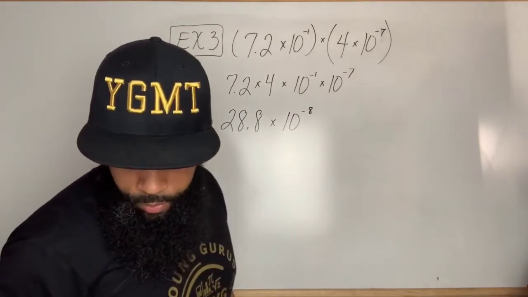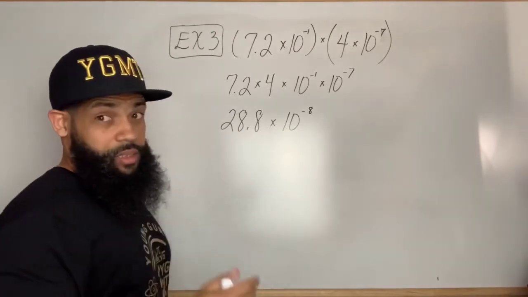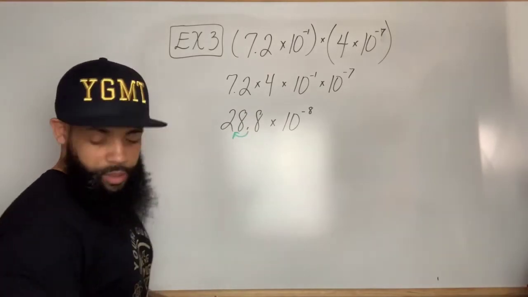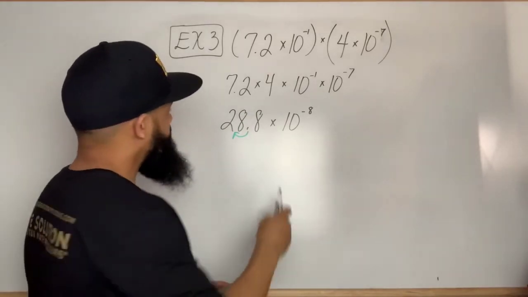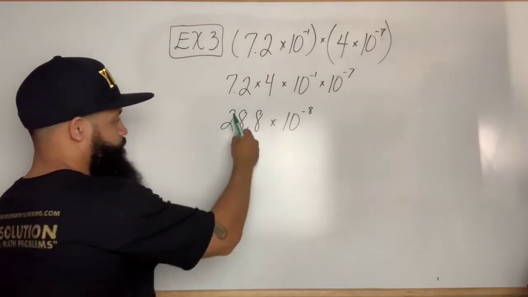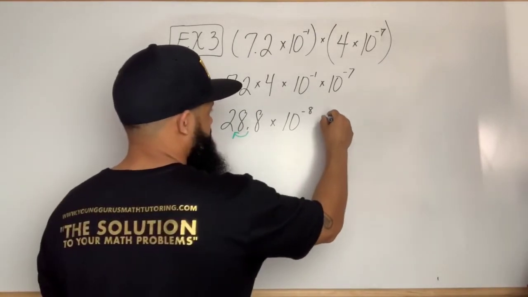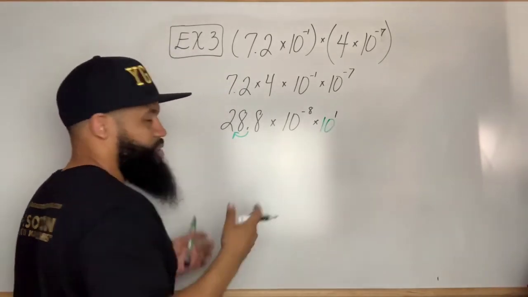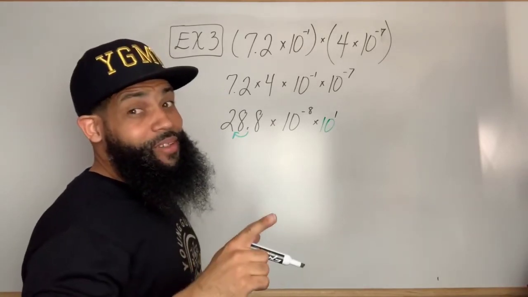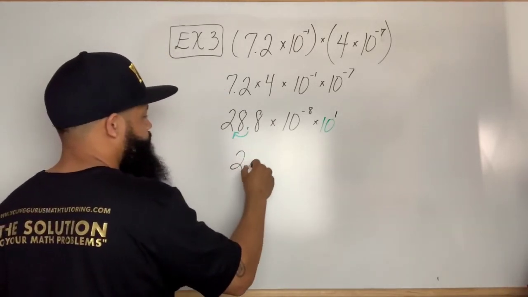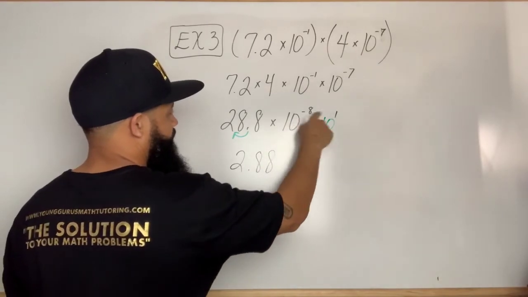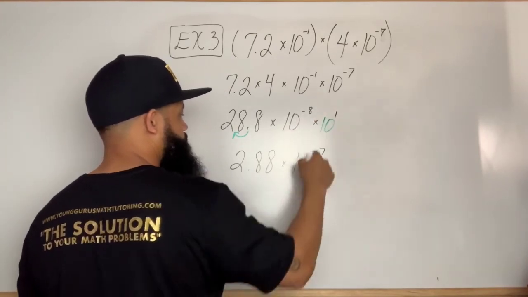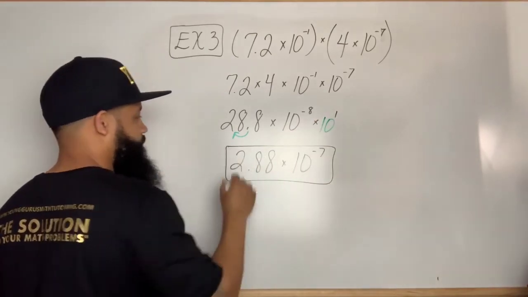But remember, this is not in scientific notation, so I need to move that decimal. If I move this to the left, I'm dividing by 10, so I have to multiply by 10. I'm going to put that 1 on there. So I have 2.88, and if I add these exponents, I have times 10 to the negative 7 because negative 8 plus 1 is negative 7. This is your final answer.